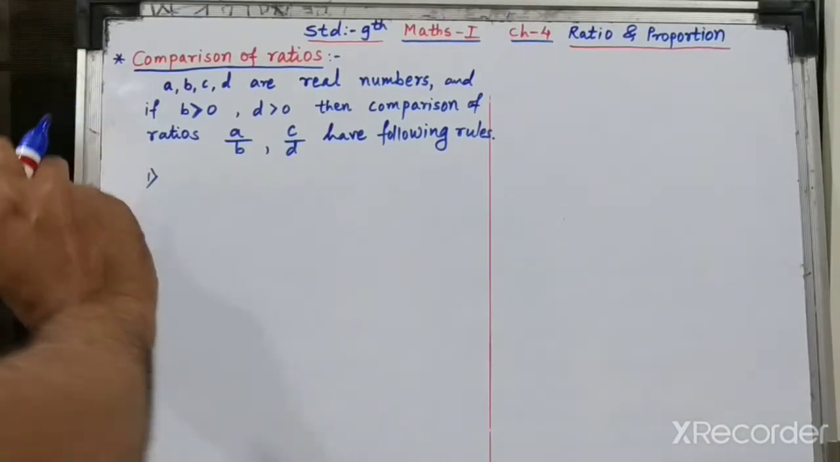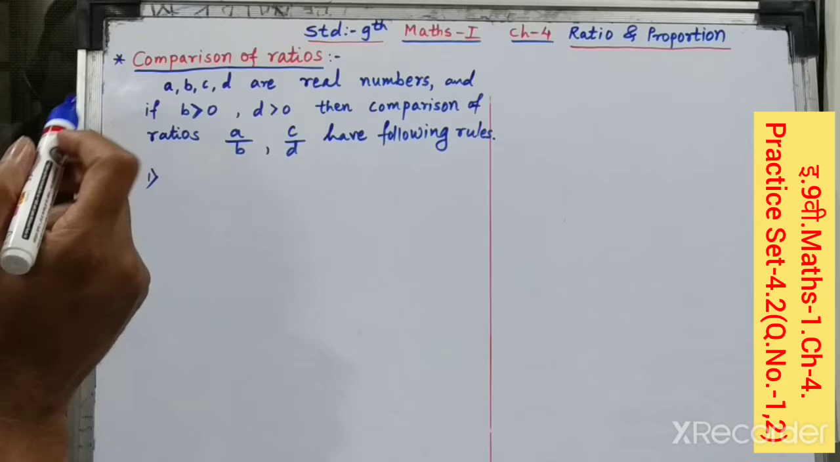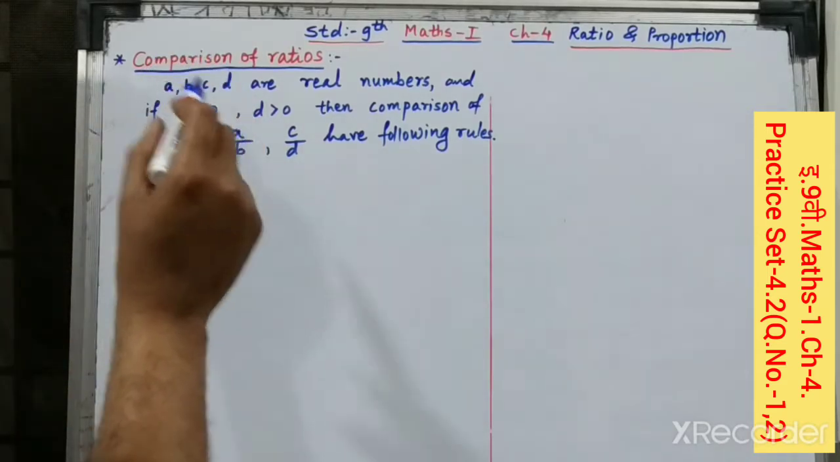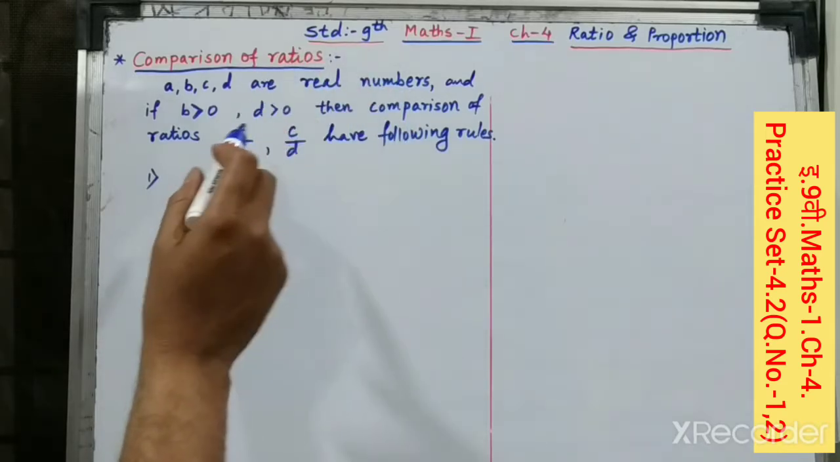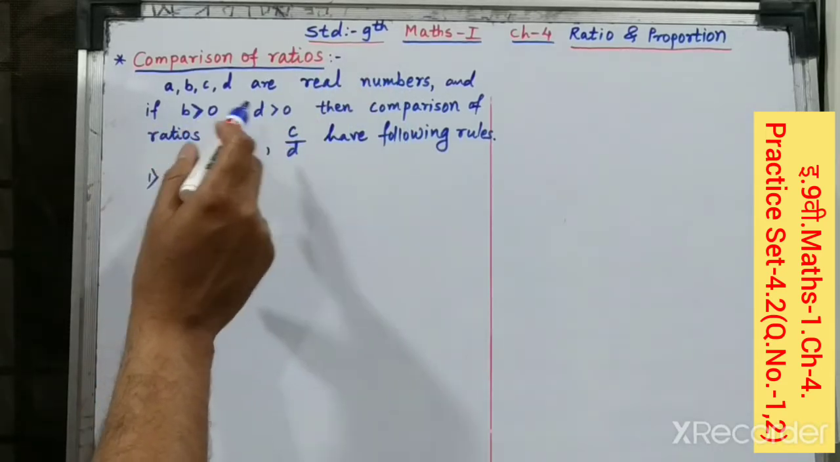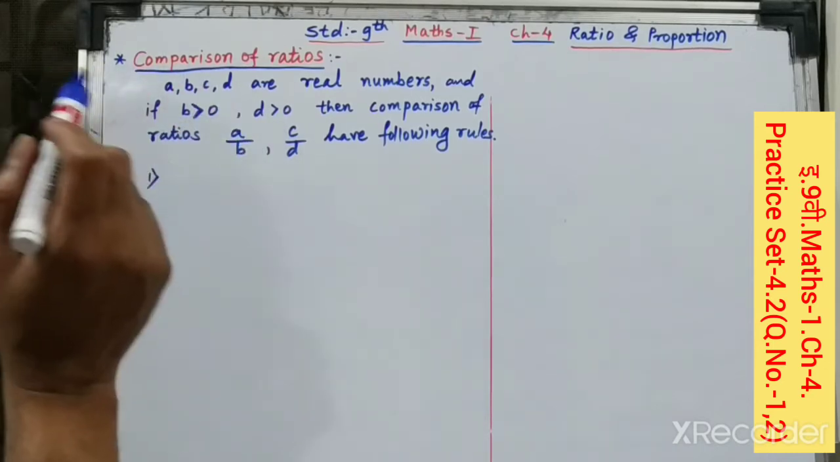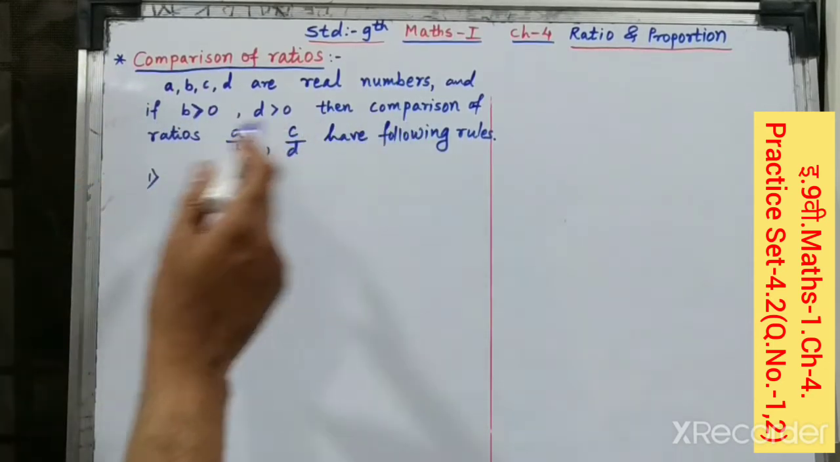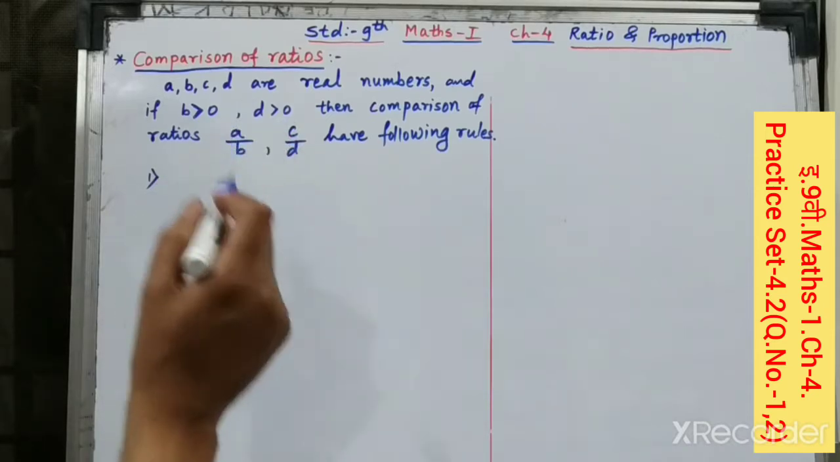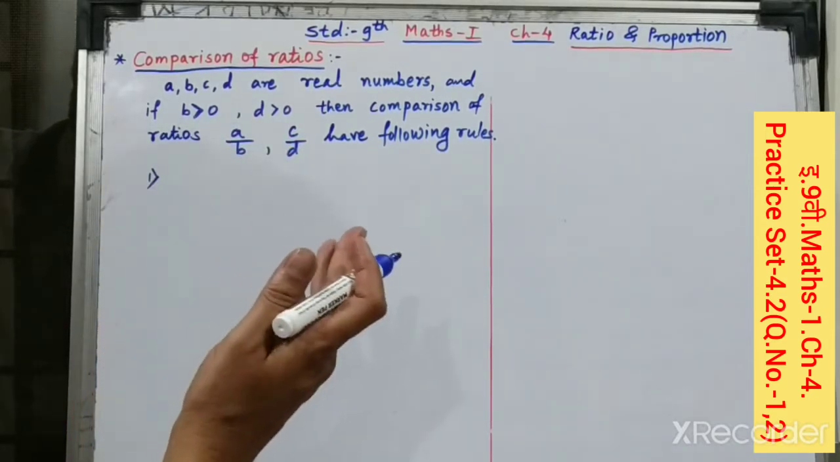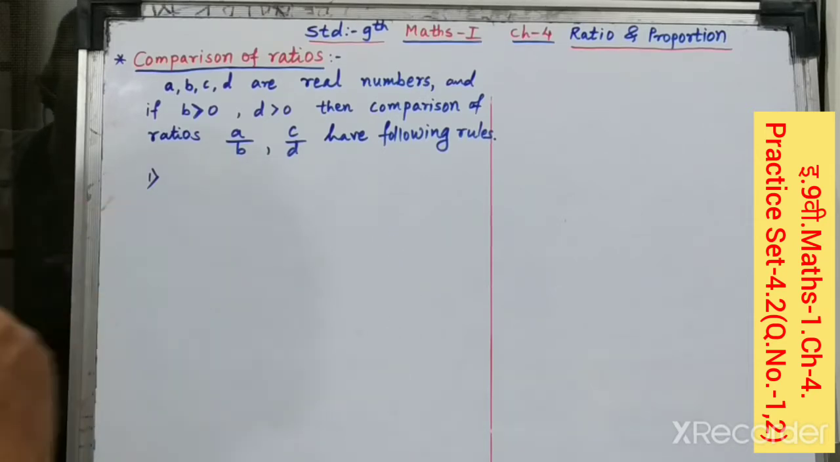Now, in this topic, we have to compare the two ratios. A, B, C, D are four real numbers, and if B is greater than 0 and D is also greater than 0, then the comparison of ratios A upon B and C upon D has the following rules. These rules are nothing but the properties of comparison of two ratios.